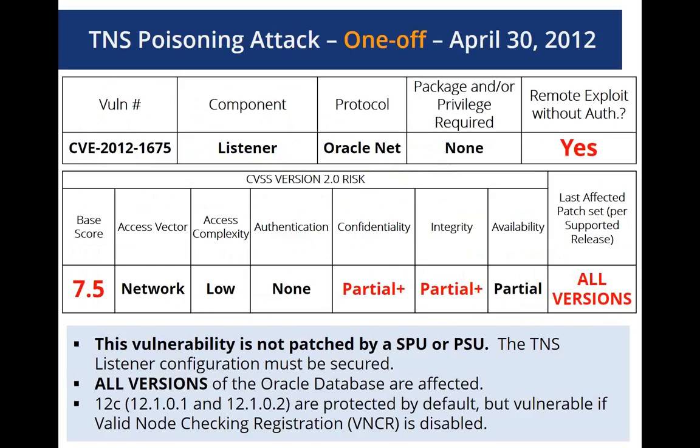So let's now start specifically talking about the TNS poisoning attack flaw. Again, this is a one-off advisory that was released April 30th, 2012. So again, we're talking about over 4 years ago, and we're still talking about this vulnerability. Even though it was found and reported to Oracle in 2008, it was actually fixed in 2012. And this is the actual chart from the CPU advisory.